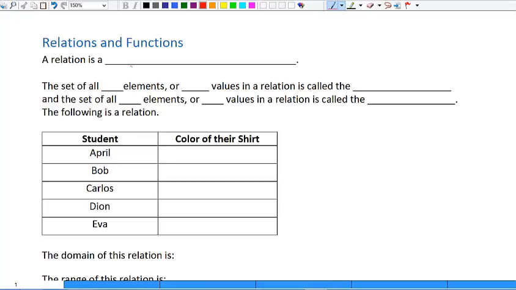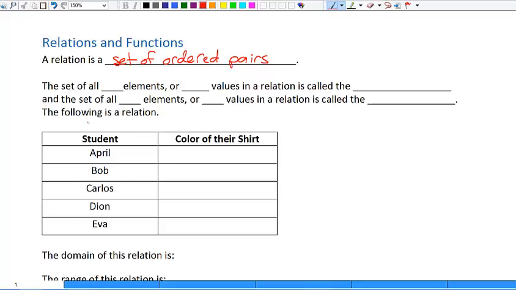In today's lesson, we'll be talking about relations and functions. So first, to define: a relation is a set of ordered pairs. We talked about ordered pairs in our last lesson, any location on the graph, x, y. So any set of those put together is going to be called a relation.